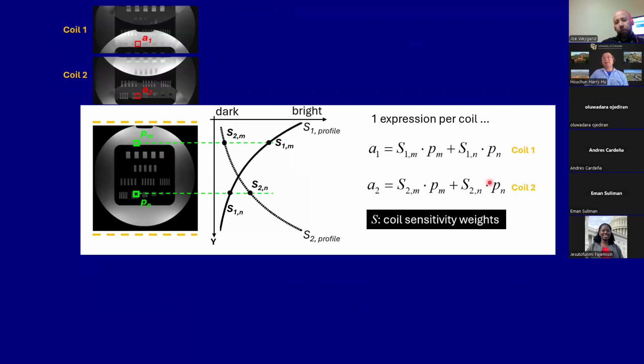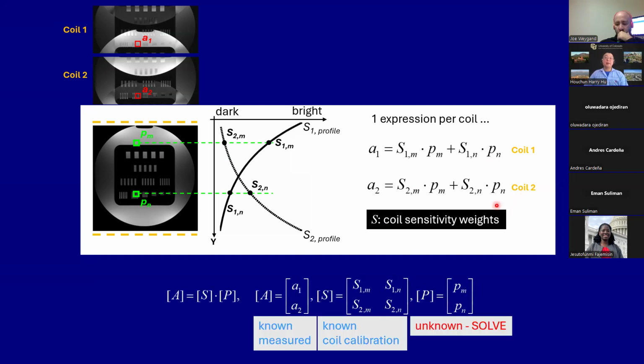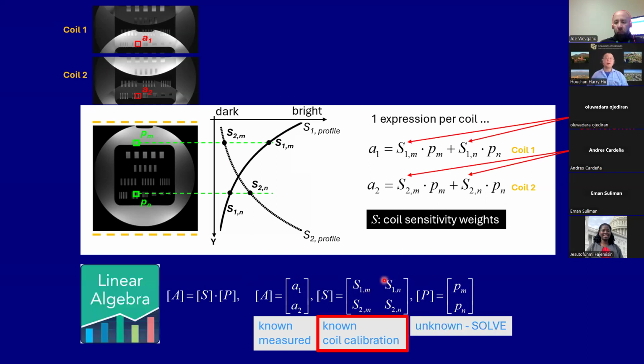So we can then relate this. This is purely linear algebra. The aliased image voxels that we get is a summation of the two pixels in the original image, multiplied by their sensitivity profiles. And you can write this with a little bit of bookkeeping for every coil you have. And at the end of the day, you can see that this is just matrix algebra, and this is what the scanner does for you in the background when it acquires parallel imaging data and tries to reconstruct. You know what A is, you know what S is, and what you're trying to do is solve for P. And in order to solve for P, you need to invert S, so this becomes a linear algebra problem.